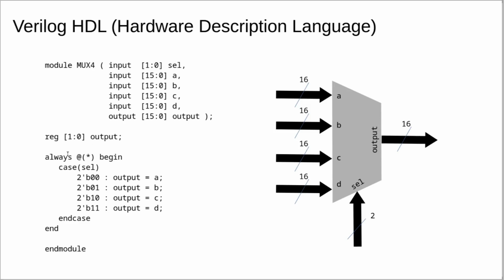The output is going to be put in a register because we are going to assign values to it. And the logic of this block says that at any event, this means the always star, do a case on the select line. Whenever it's 0, 0, then the output becomes A. If it is 0, 1, the output becomes B, and etc. So this is a very simple example on how to use Verilog HDL.